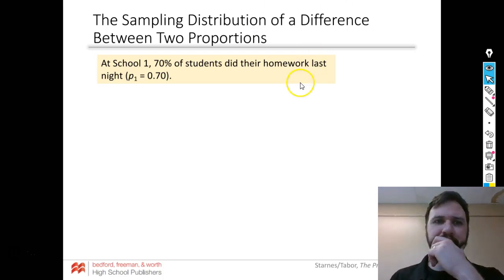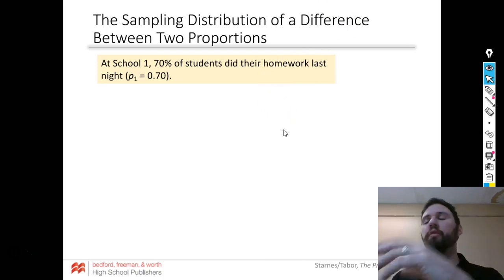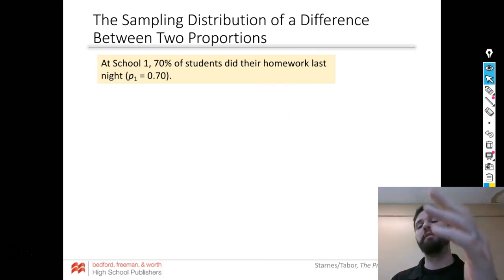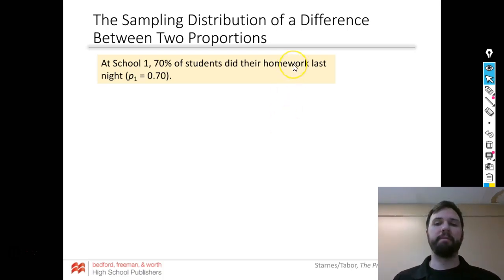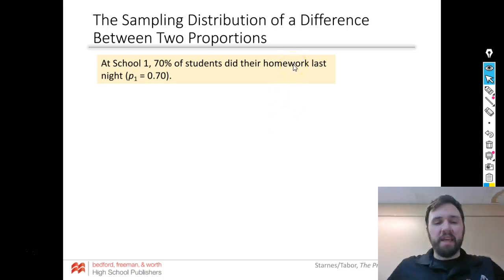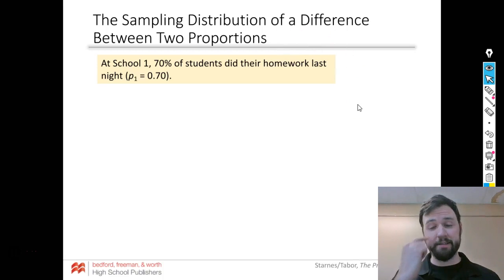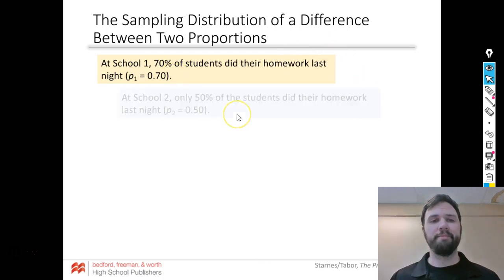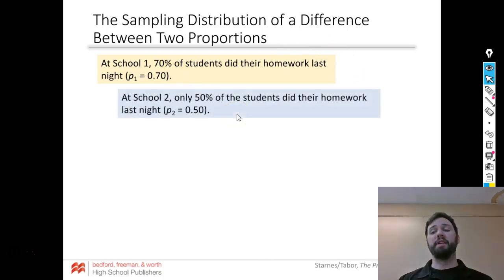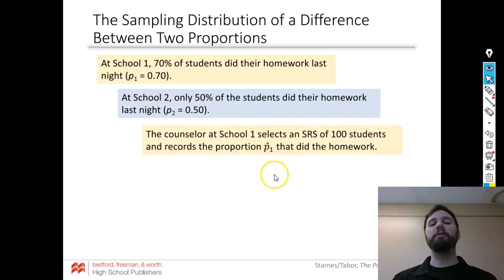Alright, so let's say there's a school where we want to compare two schools and see if one school has more students doing their homework than the other school. Okay? So, at school 1, 70% of their students did their homework last night. So P1 is 70. That's a statistic. Or actually, that's a parameter. At school 2, 50% of their students did their homework last night. So P2 is 50.